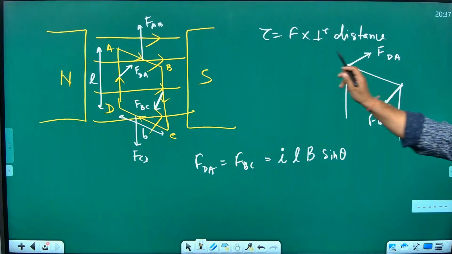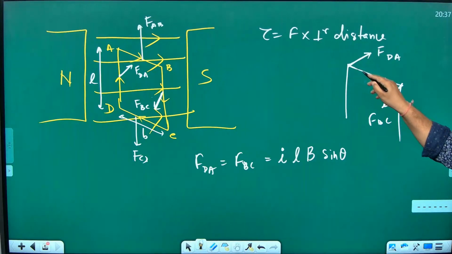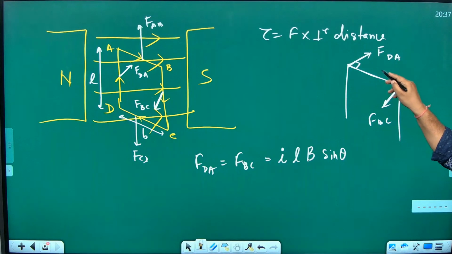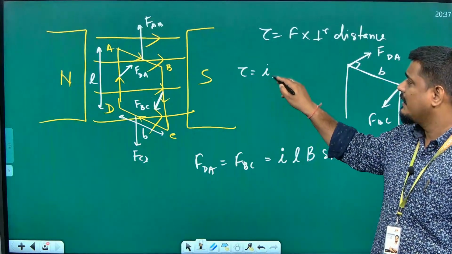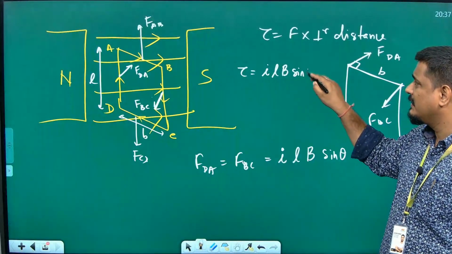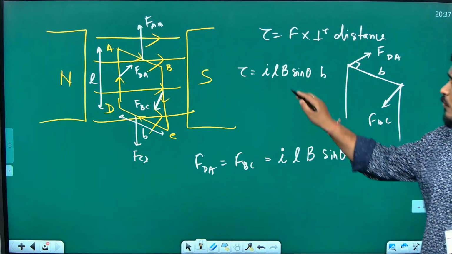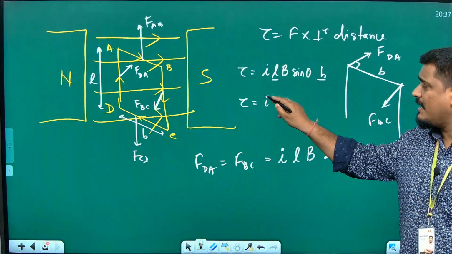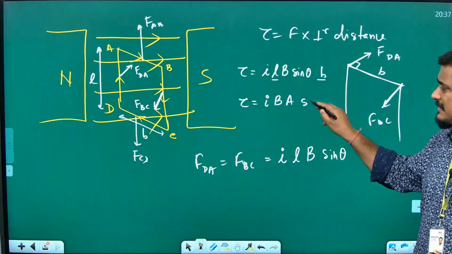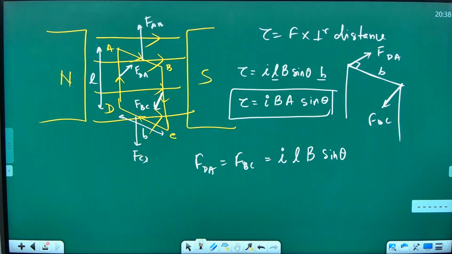I told you torque is force into perpendicular distance, right? Force we found. What is the perpendicular distance from the force? What is this? Width B, isn't it? So, can I say that torque will be, what is the force acting? I, L, B, sin theta times, what is the distance? B. What is length into breadth? Area. So, can I say torque will become I, B, A sin theta. This is the torque on a current carrying coil kept in a magnetic field.